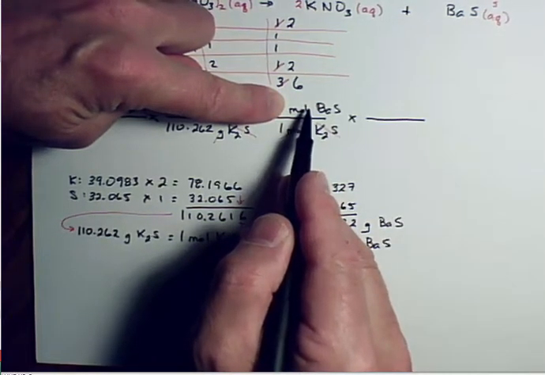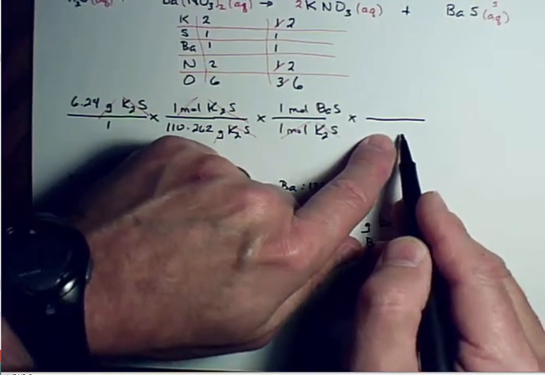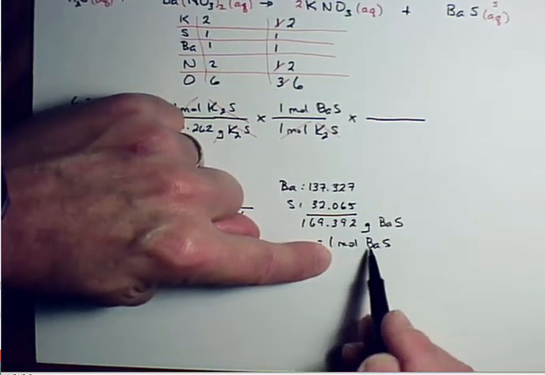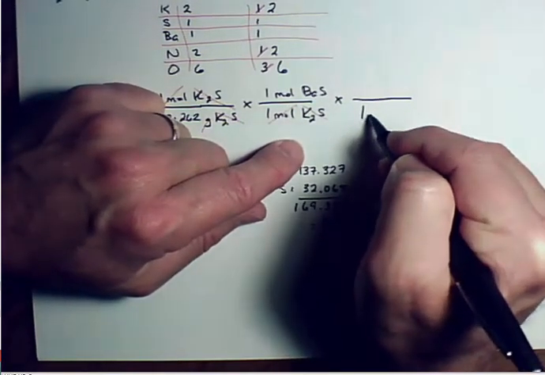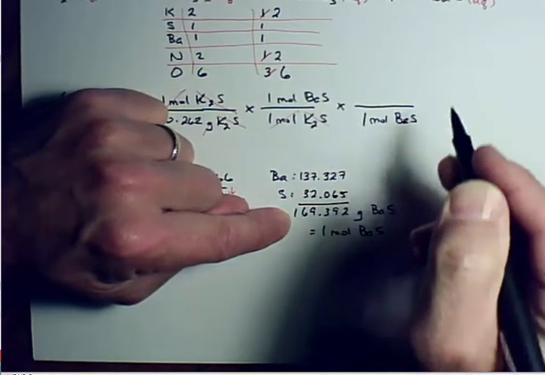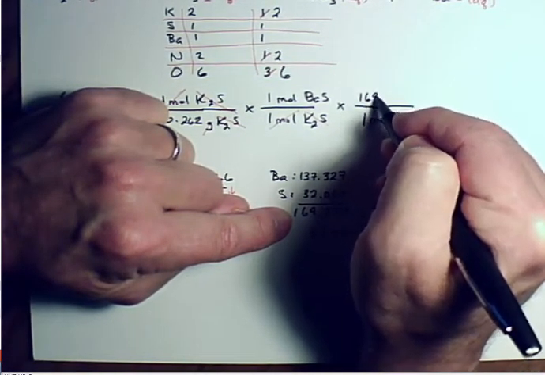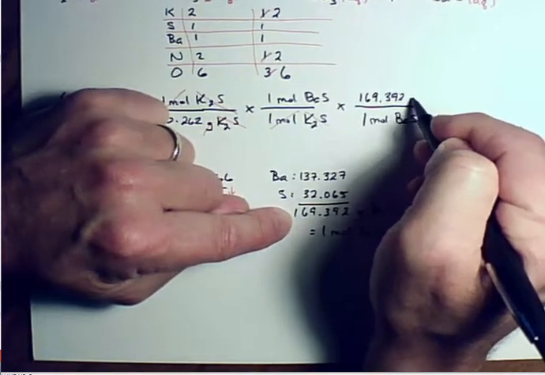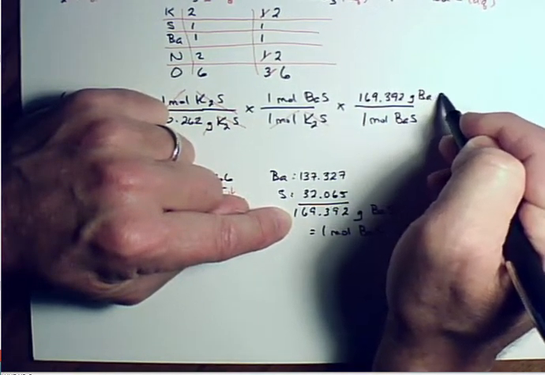We want the units and species we have on the top here to match the units and species we put on the bottom here, and that's this side of the equality statement. So 1 mole of barium sulfide goes on the bottom, and 169.392 goes on the top. And that's grams of barium sulfide.